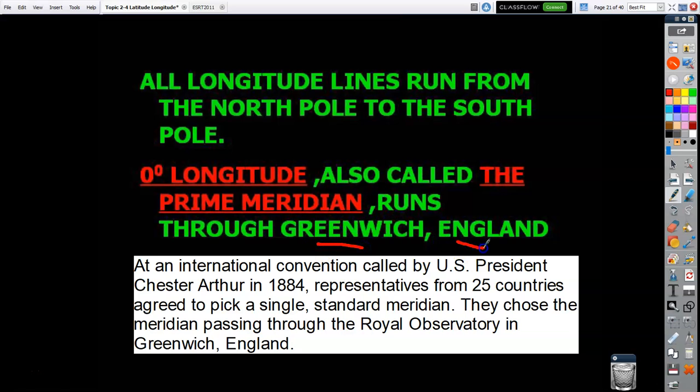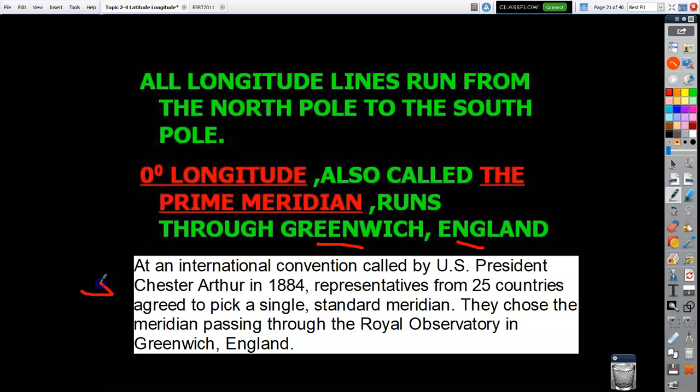Although it hasn't always run through Greenwich. It had one time run through the United States, I believe New York City, the prime meridian at one time. It's also run through China at other times way back in history. The prime meridian's been in Greenwich, England since the late 1800s.